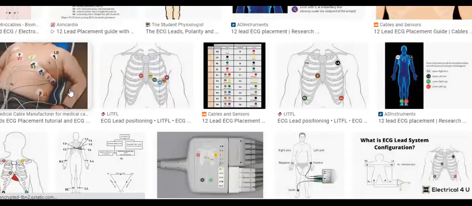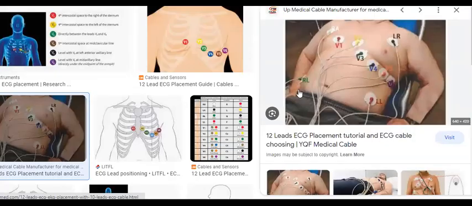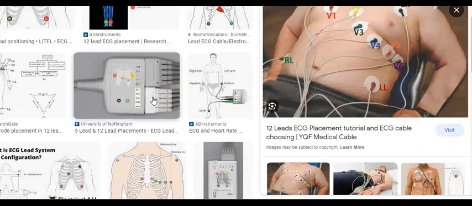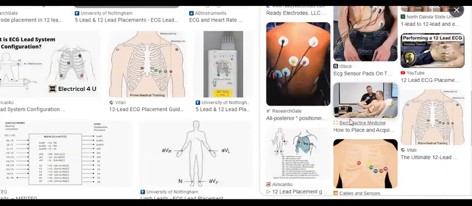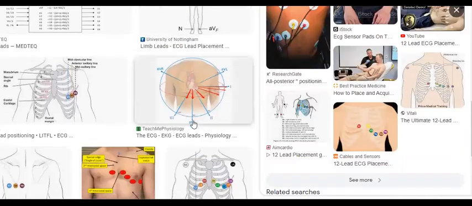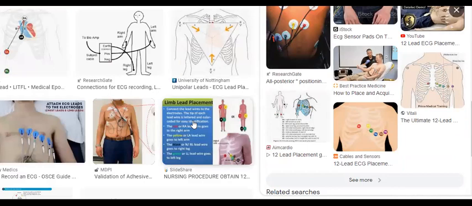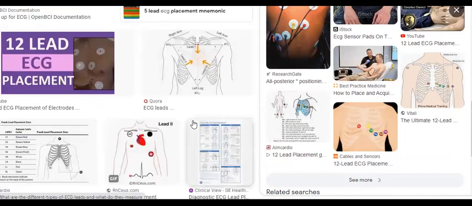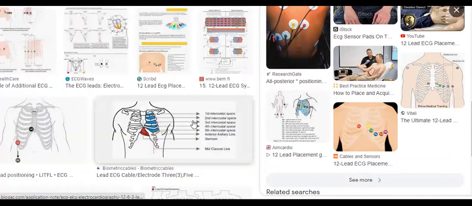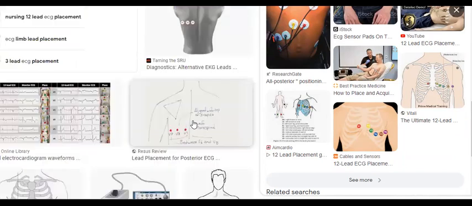Okay. So here we have the leads. I think you have seen in any hospital, whenever any person, your family member, is admitted in the hospital, first of all, they will do an ECG.